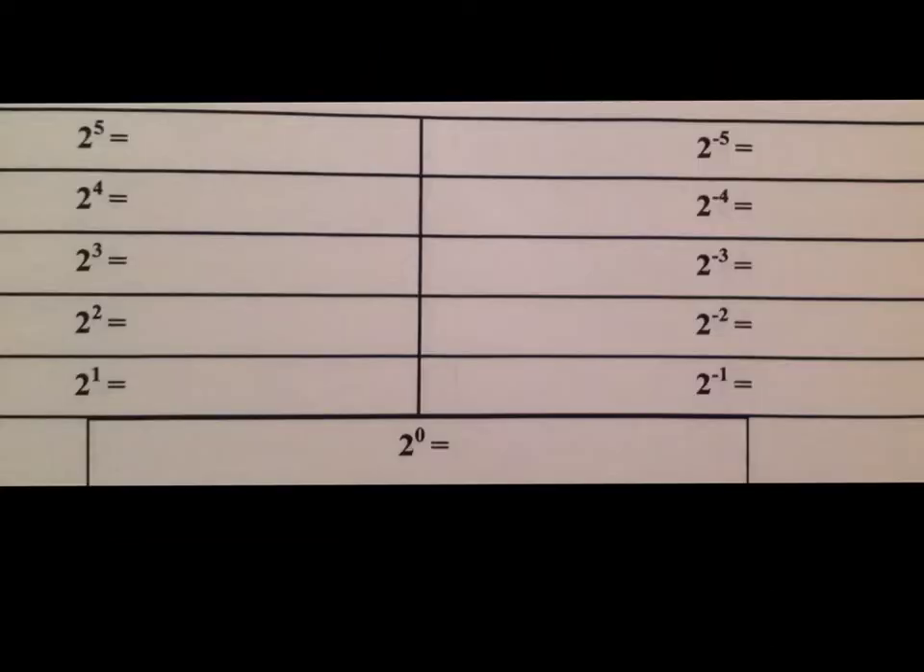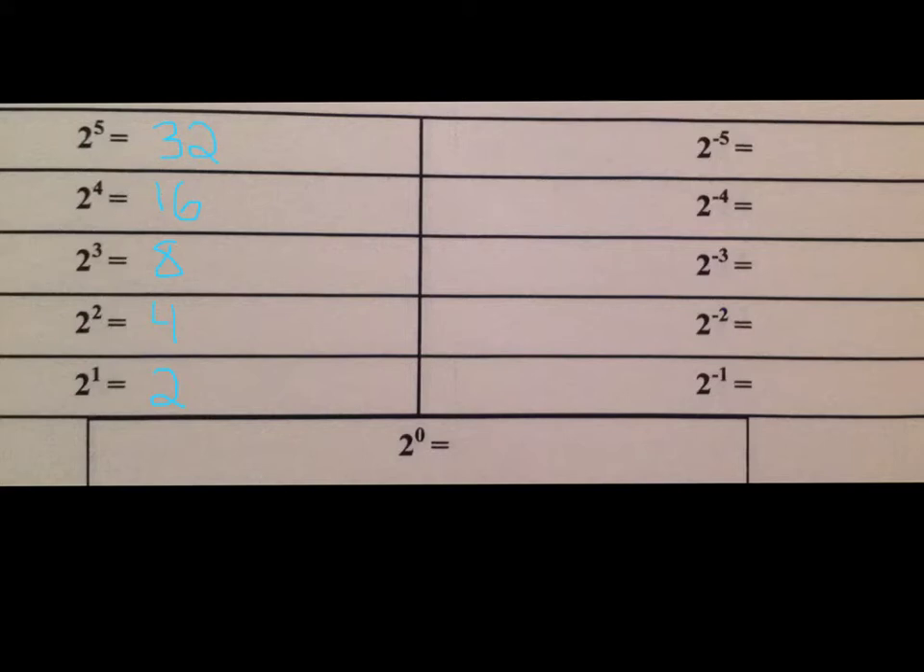Here we have an example of lots of exponents. They all have the base of 2, and we have positive ones and then their opposites, the negative. So let's evaluate these. We start with 2 to the first power is 2, 2 to the second power is 4, and then it is doubling as you go up. So 2, 4, 8, 16, and 32.